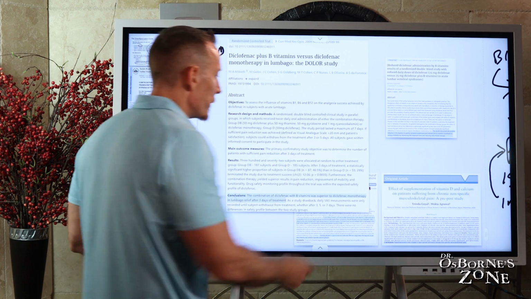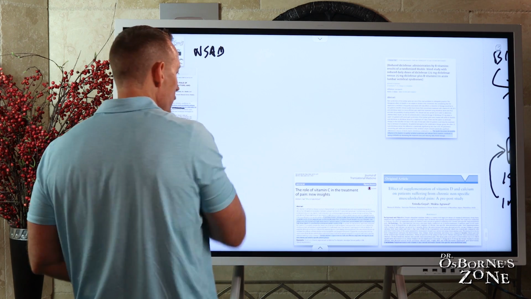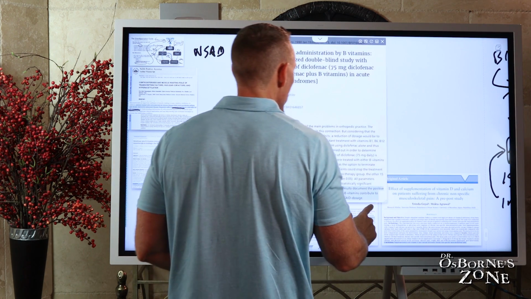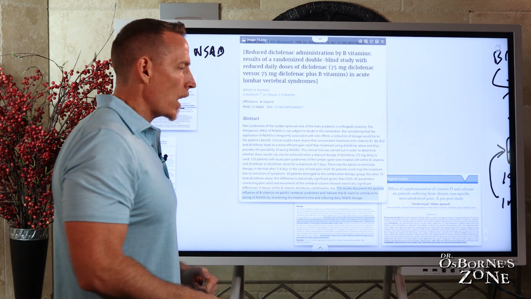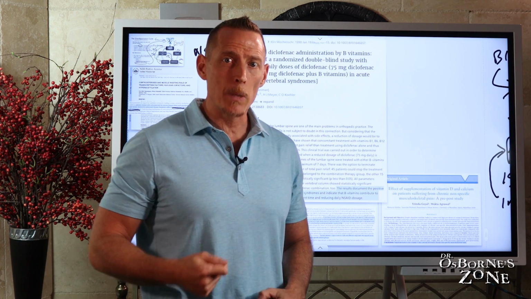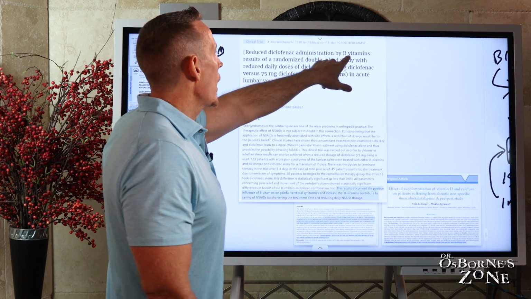Why is that important? It's important to understand because you need B vitamins to deal with pain. B vitamin deficiency can contribute to pain, and this is one of the things, again, most doctors won't have a conversation with you about. When you go to a pain management doctor, they're not handing you a B complex and saying, let's try this first. They go straight for the big guns. So this is another study on Diclofenac, administration by B vitamins.